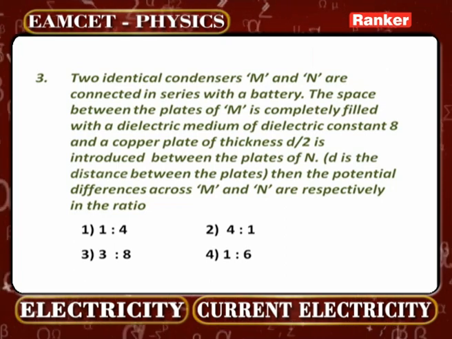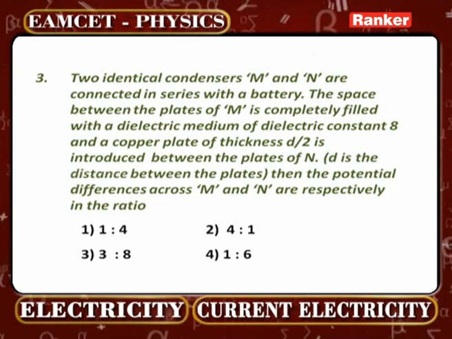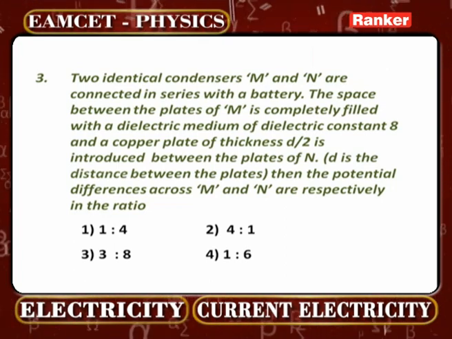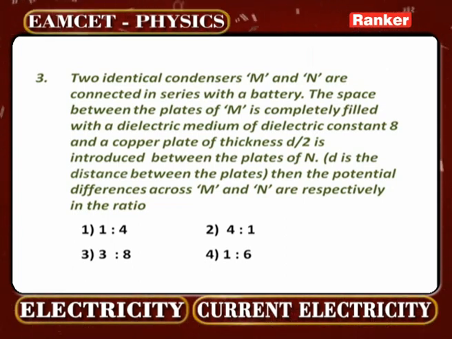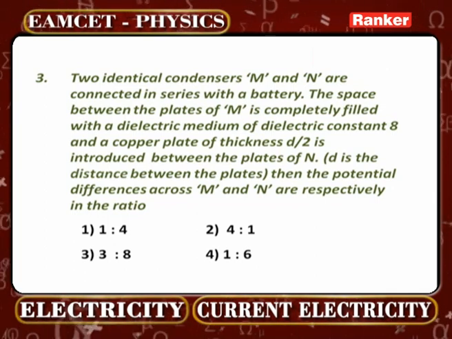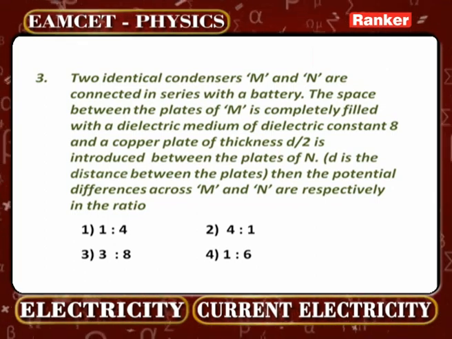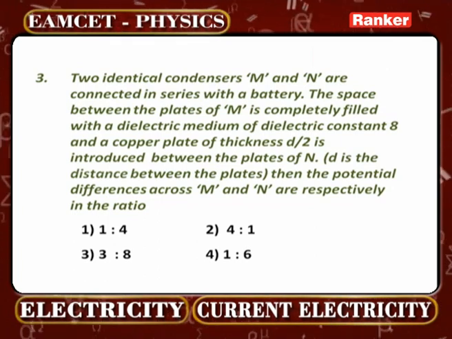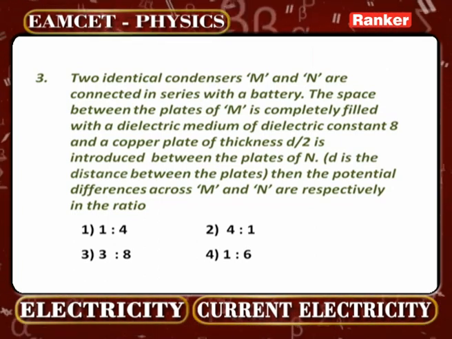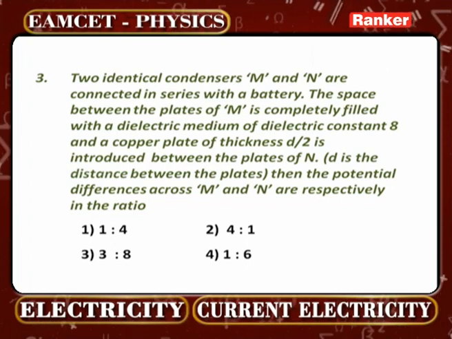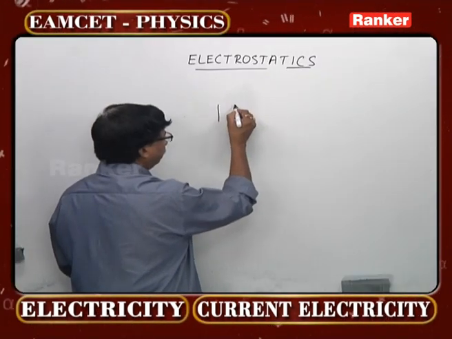The space between the plates of M is completely filled with a dielectric medium of dielectric constant 8. And a copper plate of thickness d by 2 is introduced between the plates of N, d being the distance between the plates he has given. Then the potential differences across M and N are respectively in the ratio. That is the question. Now observe carefully what he is talking about first of all. He is just describing the question.